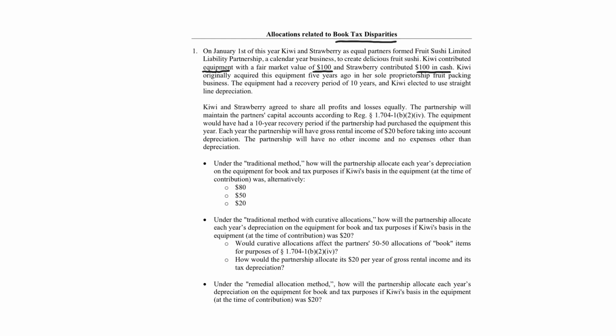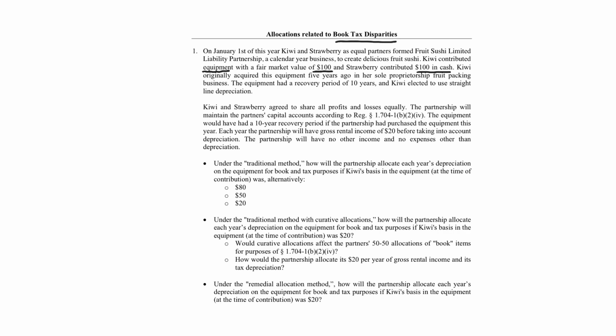Kiwi originally acquired this equipment 5 years ago in her sole proprietorship fruit packing business. The equipment had a recovery period of 10 years, and Kiwi elected to use straight-line depreciation. Kiwi and Strawberry agreed to share all profits and losses equally. The partnership will maintain the partners' capital accounts in accordance with Reg 1.704-1(b)(2)(iv). That's going to be important because since we know that, we know it follows GAAP. So when we're doing our capital account analysis, we're going to apply GAAP principles for gains, losses, depreciation. It all reduces capital, right?